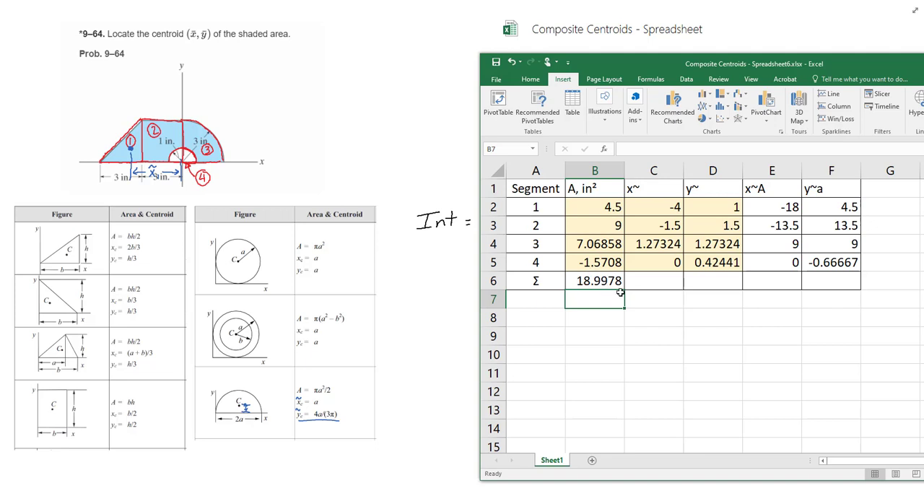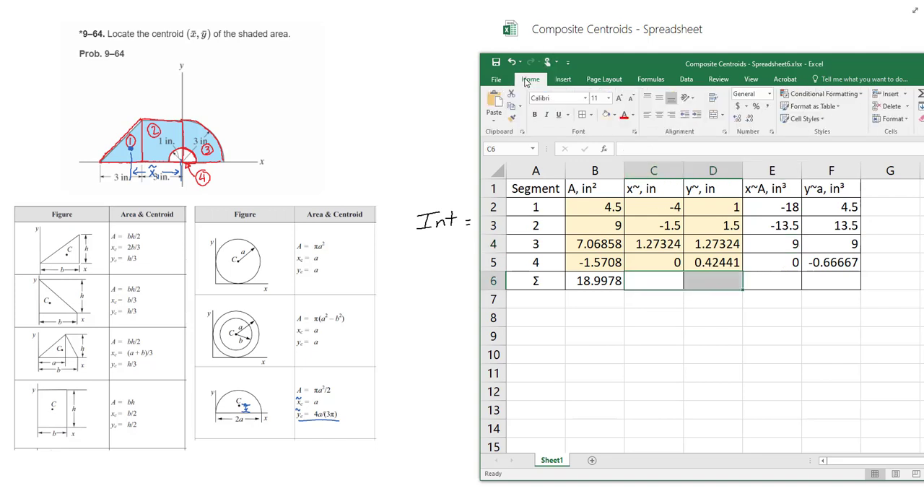The area of the entire shape is 19 square inches. Oh, I realize this is inches. This is inches. And this is going to be inches cubed. And this one's going to be inches cubed.